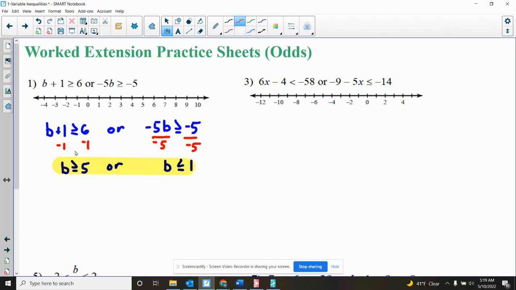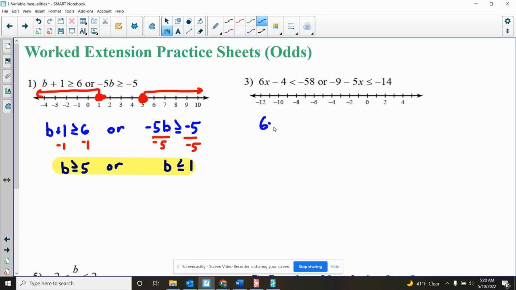So I'm going to go to here, b greater than or equal to 5. So at 5, closed circle, arrow to the right, and b less than or equal to 1. So at 1, closed circle, and arrow to the left. So really, all of the numbers, except for the ones in this little missing central part, are solutions to this compound inequality. Let's go again.